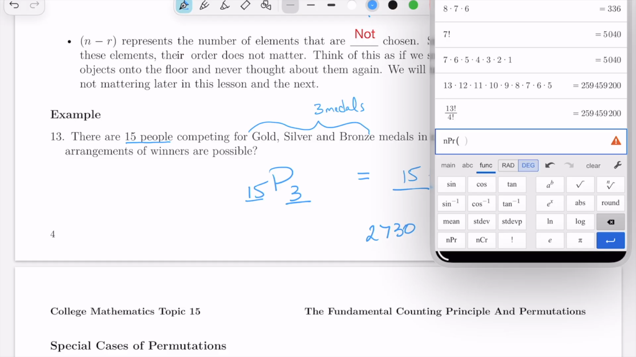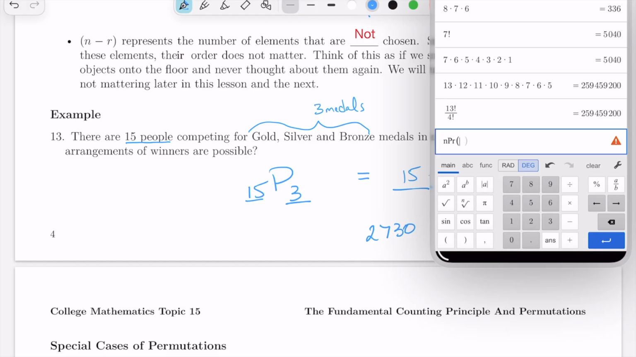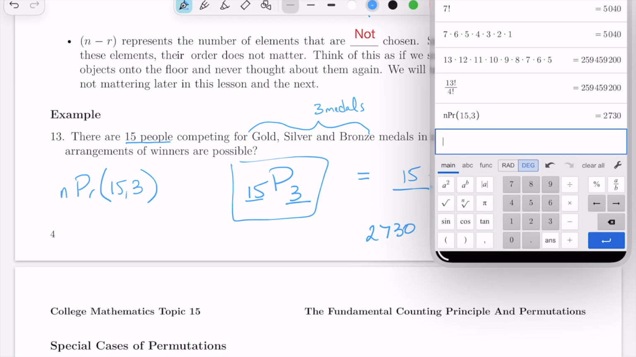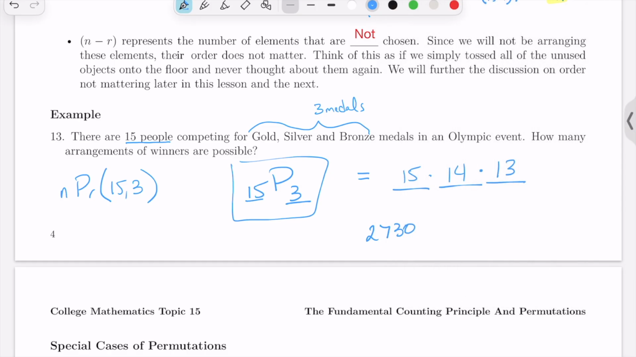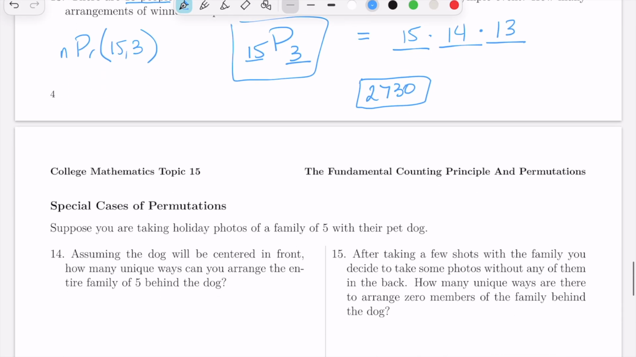Now, the way that this works is I'm going to write this as 15 and then comma 3, close parentheses. This is one of the things that Desmos doesn't make look exactly like we write it. We write it like this, 15p3, but in the calculator, we'll write it as NPR and then 15 comma 3. You can see that the calculator still gives us our 2730, which is the same amount as we had before. Don't worry about that NCR that's right next to it.